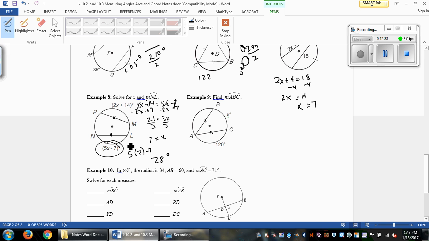All right, finding the measure of arc ABC. So we have this as being listed as 120, so this has to be 120 as well. And so we have 360 minus 2 120s, which leaves us with 120, so that's what x is, 120 degrees. And since we're trying to find ABC, we just have to add the two together. So 120 plus 120 gives us a total of 240 degrees.